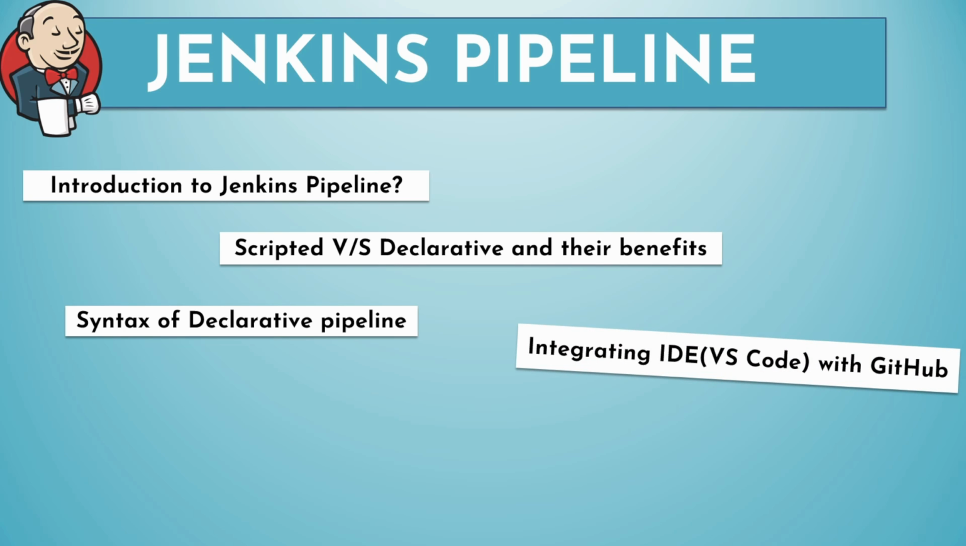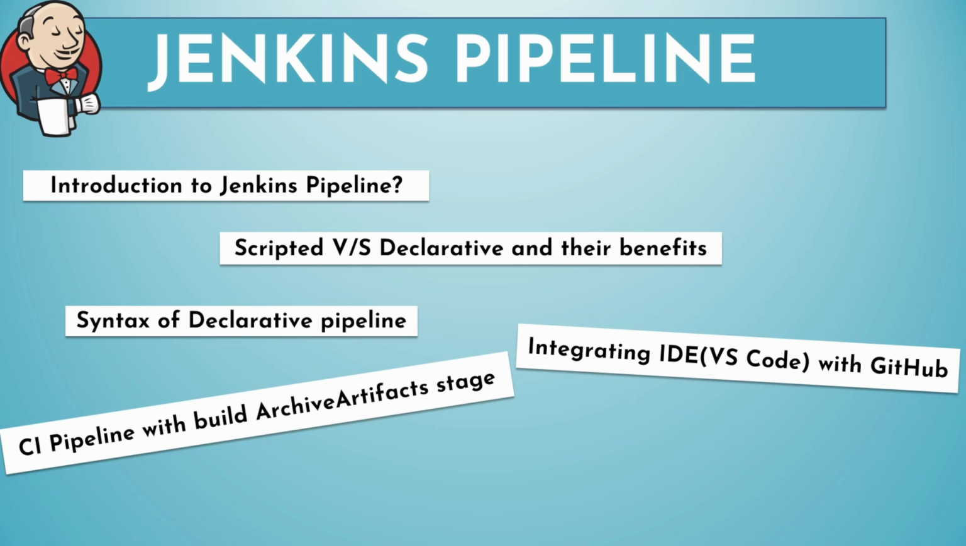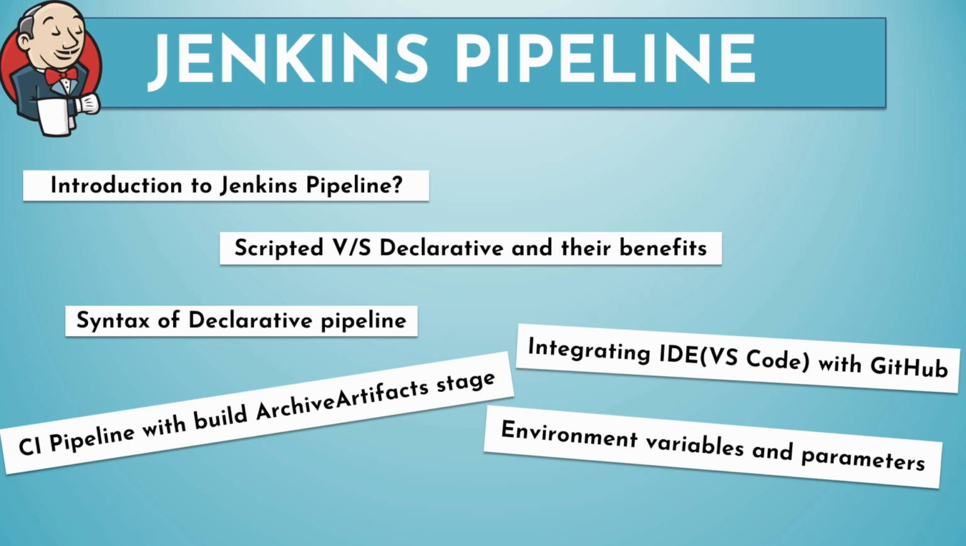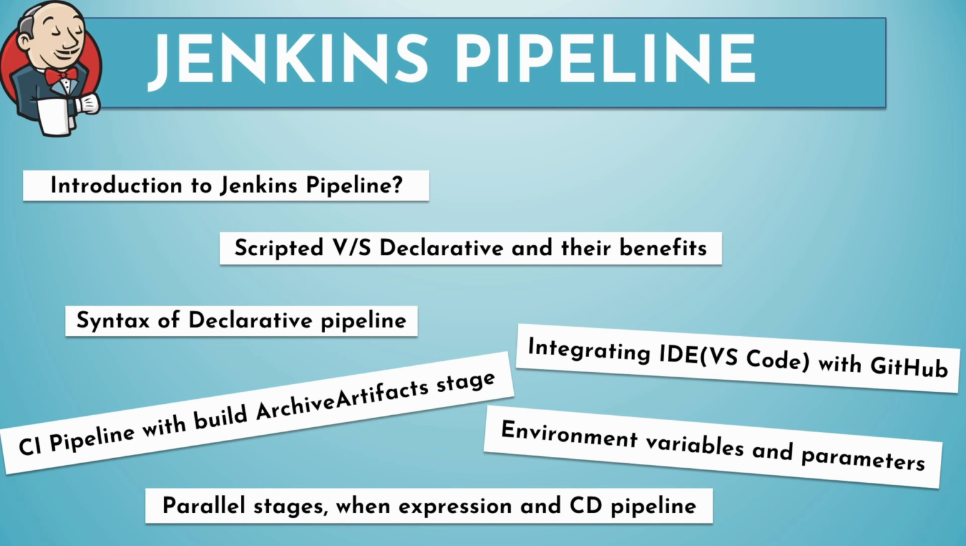Then we'll be doing a deep dive into declarative pipeline with the demo, which includes environment setup, agent installation, integrating your IDE with GitHub. Then we'll create a simple CI pipeline with Maven build and archive artifact stages using a demo application. Then we will use environment variables and parameters inside the pipeline and also introduce parallel stages, when expression, and a complete CI CD pipeline using stash and unstash feature of Jenkins.